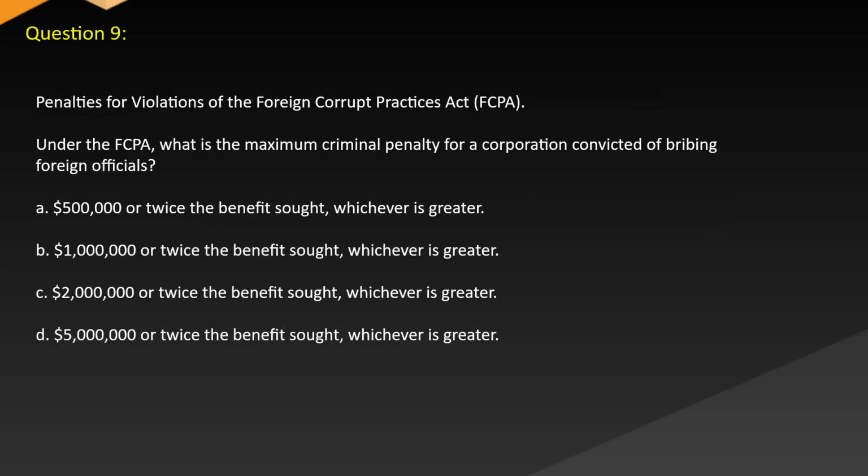Question 9. Penalties for violations of the Foreign Corrupt Practices Act, FCPA. Under the FCPA, what is the maximum criminal penalty for a corporation convicted of bribing foreign officials? A. $500,000 or twice the benefit sought, whichever is greater. B. $1 million or twice the benefit sought, whichever is greater. C. $2 million or twice the benefit sought, whichever is greater. D. $5 million or twice the benefit sought, whichever is greater.